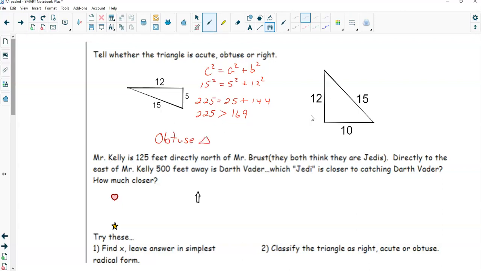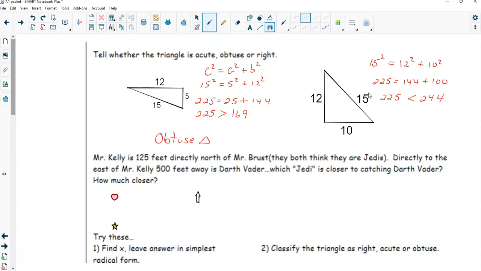Make sure you pause the video and try that one if you haven't already, and then play it and see if you have it right. Again, I'm going to say 15, because that's my hypotenuse if it is a right triangle. So 15 squared is equal to 12 squared plus 10 squared. That's 225 is equal to 144 plus 100. That means 225 and 144 plus 100 is 244.